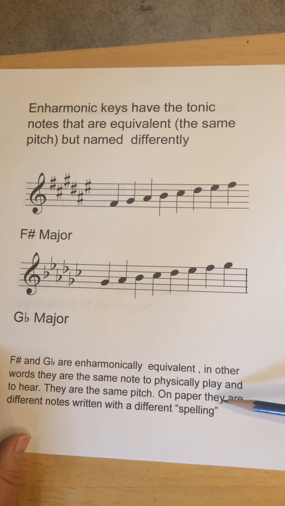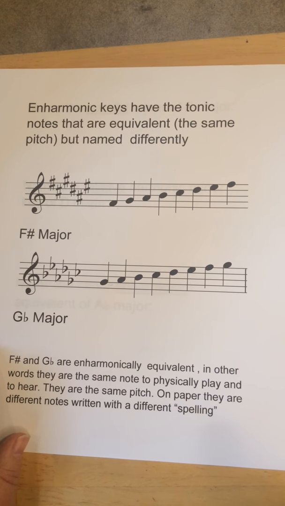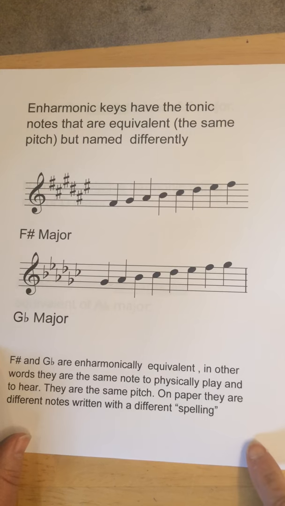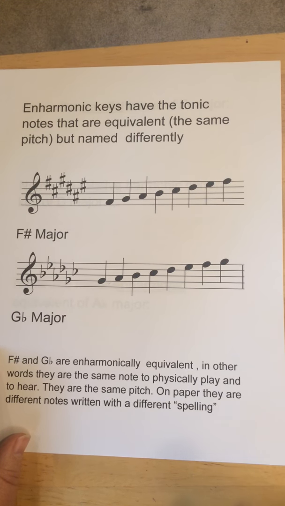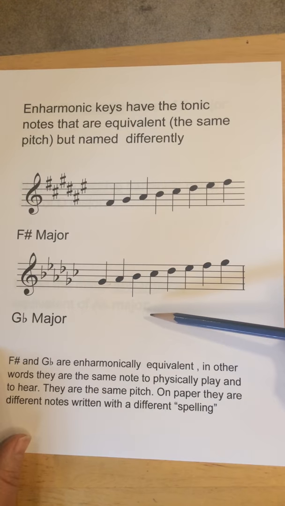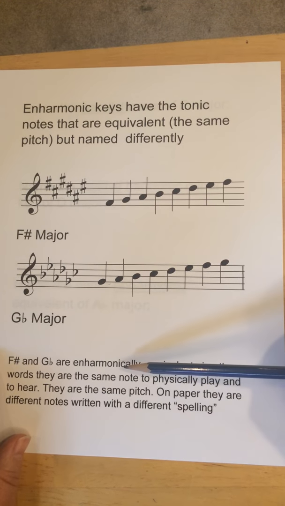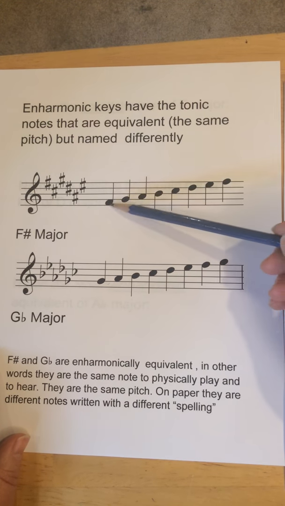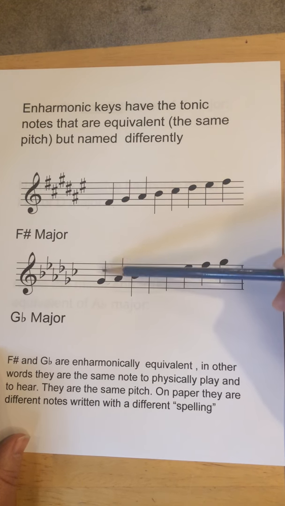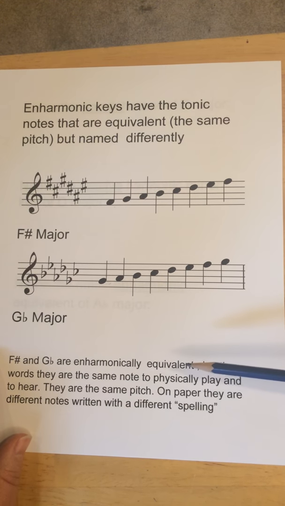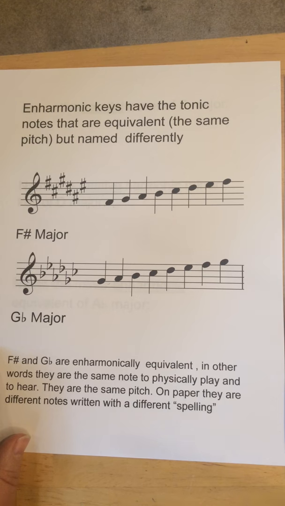In other words, the same note to physically play and to hear. They are the same pitch. But on paper, they are different notes written down with a different spelling. F sharp as opposed to G flat. Okay, so F sharp major has 6 sharps, and it turns out that G flat major has 6 flats. But these two notes, G flat and F sharp, are enharmonic equivalents. Same note to hear, same note to play, different on paper.